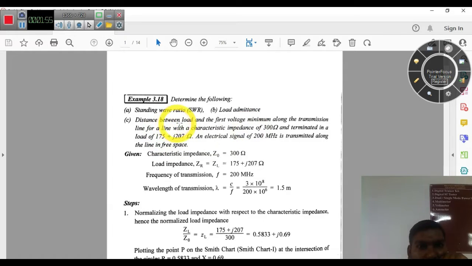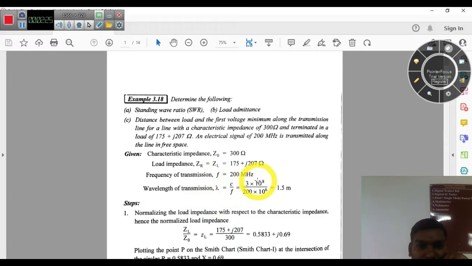Here, determine the following: standing wave ratio, load admittance, and the distance between the load and the first voltage minimum along the transmission line. The given parameters are the characteristic impedance of 300 ohms, the load impedance ZL equal to 175 + j207 ohms, and the frequency of transmission is 200 megahertz. From this frequency we have to calculate the wavelength value. The wavelength is lambda equal to C by F.